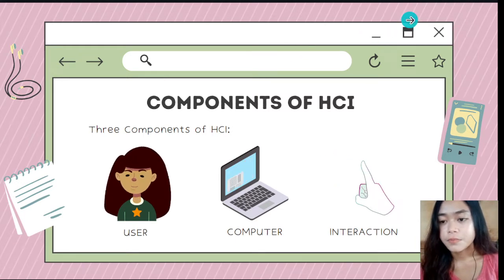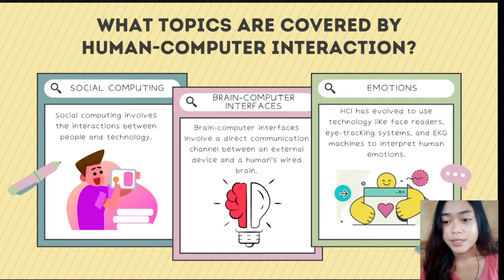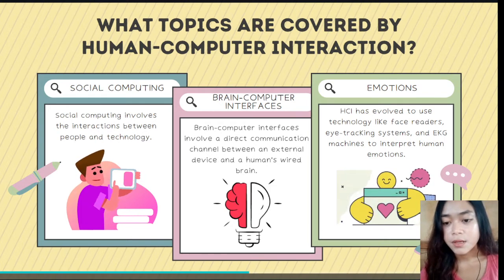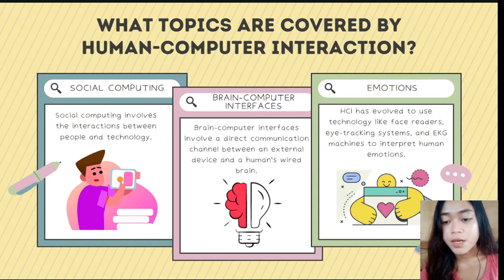So, what topics are covered by human computer interaction? We have here social computing, brain computer interfaces, and emotions.